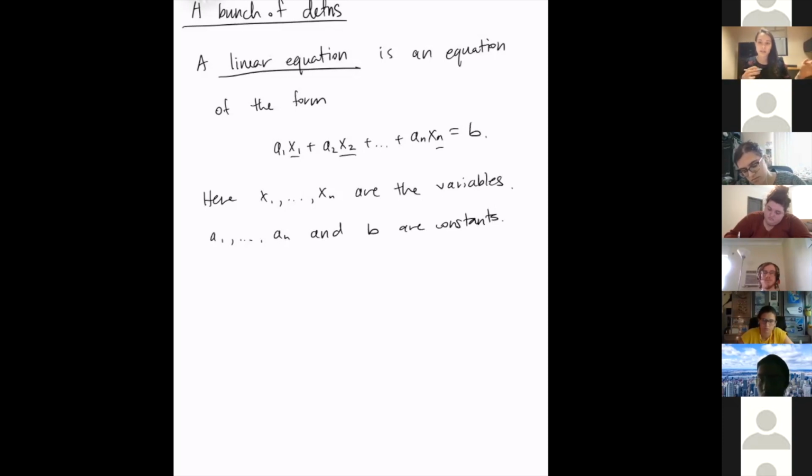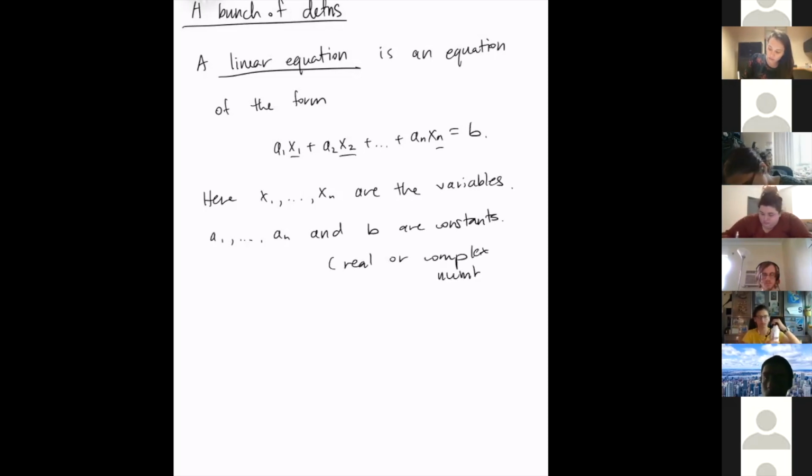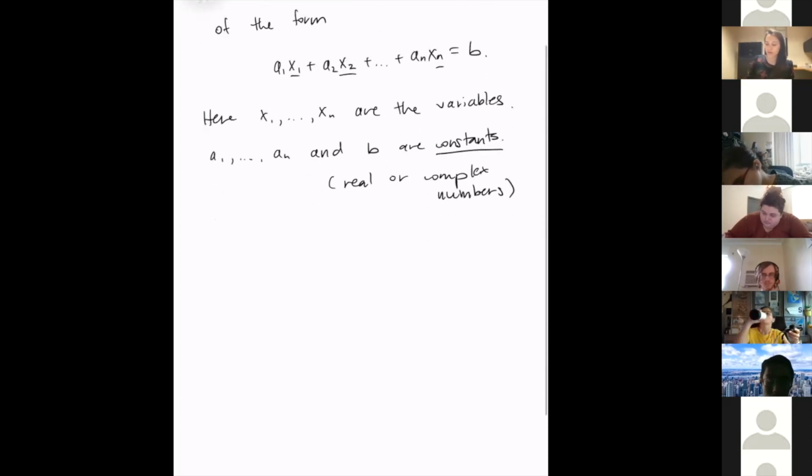We use xi for variables. We'll always use those to be variables. And then a with a subscript, or b, or any other letter like that, we usually use for constants, meaning real or complex numbers. But for us, mostly real numbers. We probably won't get into complex numbers much at all, if we do.